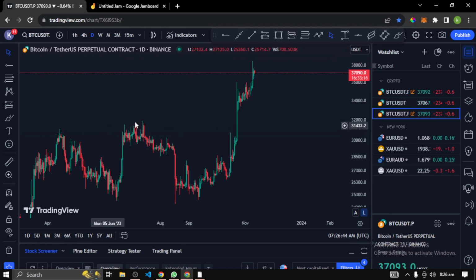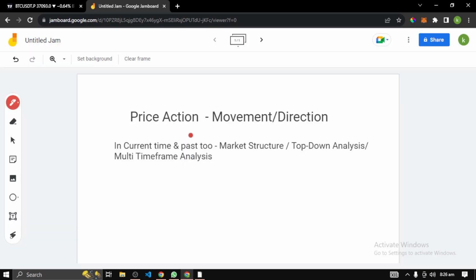The first thing we are going to learn is called price action. Everything about the market is price action. Price action is basically market price movement or direction, where it's going to. Which direction is the market going to? The price of this asset, where is it going to? And this price movement is studied and analyzed based on the current time we are in.